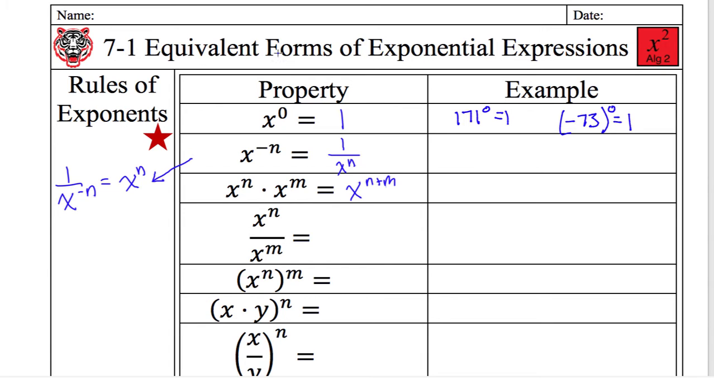Do your own example for x to the power of negative n. If I have something like 7 to the power of negative 1, that's equal to 1 over 7. If I have 2/3 to the power of negative 2, that's going to be 3 over 2 to the power of 2. Do your own examples.